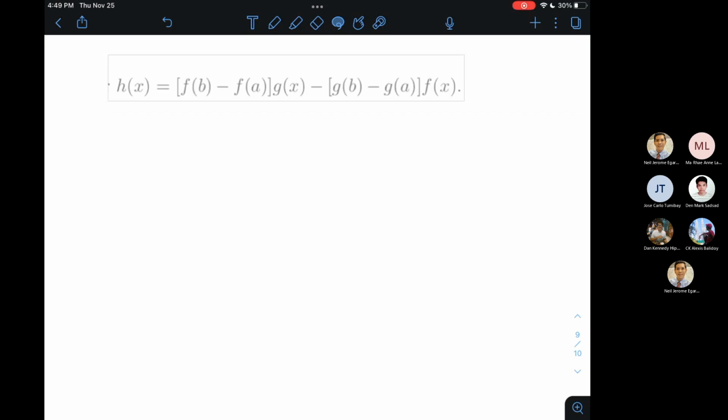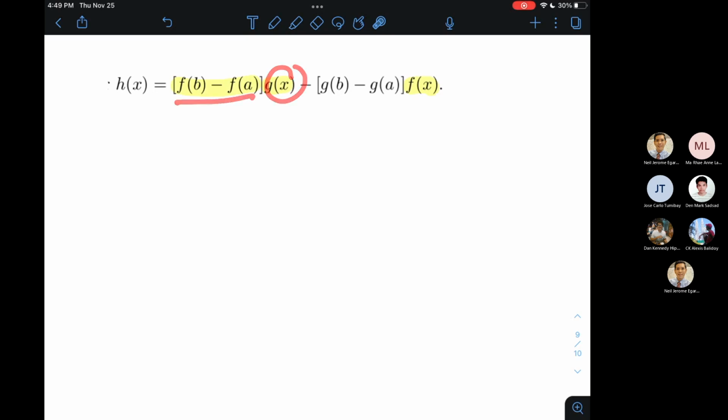Okay. Now, gusto ko ma-apply si Rolls Theorem. Rolls Theorem dapat continuous on the closed, differentiable on the open. But those two things are satisfied by f and g. All right? Si G at saka si F ay parehas continuous on the closed and differentiable on the open. If we scale them by some constant, so si G na multiply lang ng constant f of b minus f of a, si F na multiply lang din ng constant na g of b minus g of a. So these two terms are still differentiable and continuous on the open and closed interval respectively. So their difference will inherit the same property.